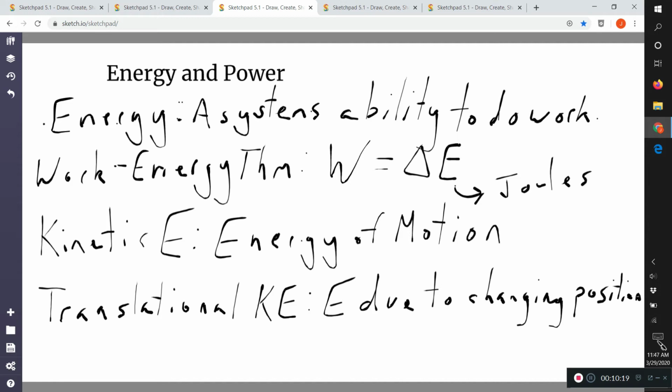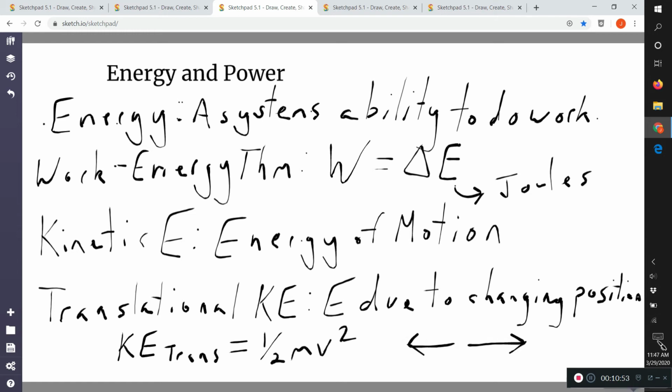Now the formula for translational kinetic energy, typically written KE subscript trans, is equal to 1/2 the mass of the moving object times its velocity squared. Notice, since the velocity is squared, the vector component, the positive or negative if you will, is squared off, meaning that we'll get the same answer for something moving 5 meters per second to the right or 5 meters per second to the left. And thus, the energy does not tell us direction.